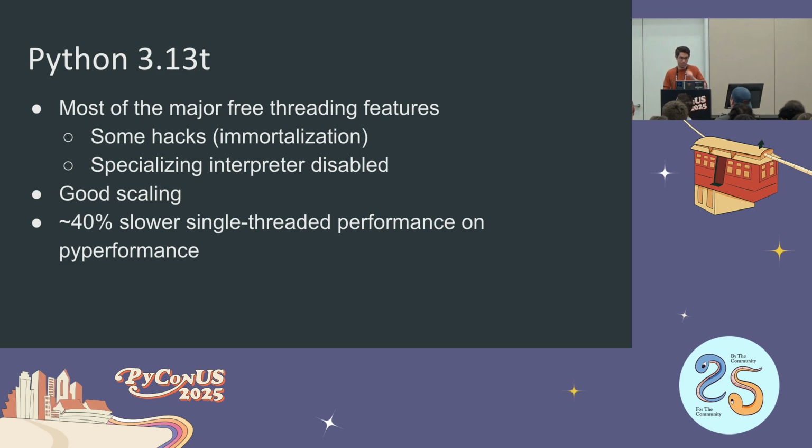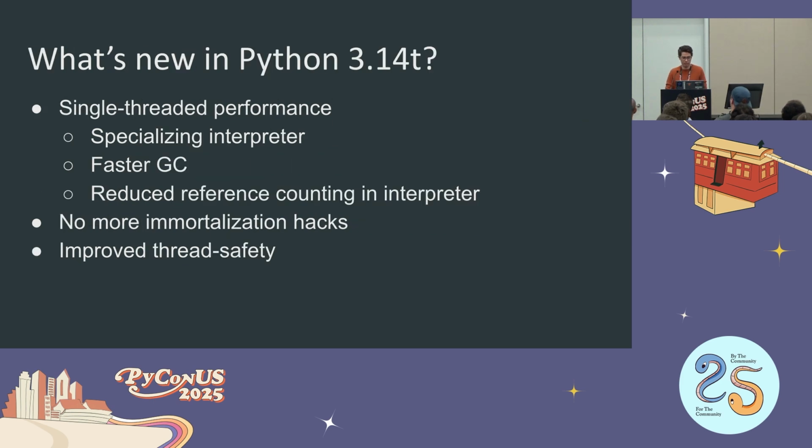The second is that the specializing interpreter was disabled in the 3.13 free-threaded build. The specializing interpreter is responsible for a lot of the performance improvements from Python 3.10 and onwards, so disabling it meant that the 3.13 free-threaded build was about 40% slower than the default GIL-enabled 3.13 build on single-threaded tasks like the PyPerformance benchmark. The first beta release of Python 3.14 was released just last week.